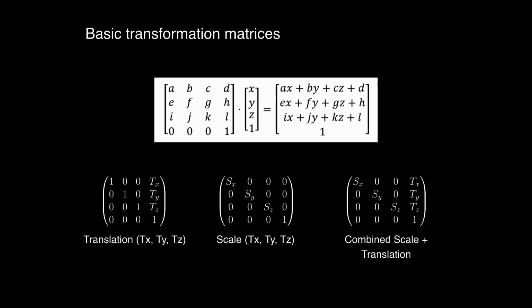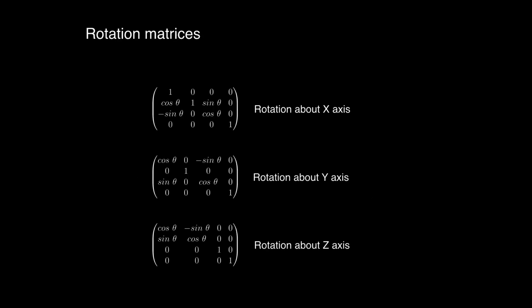This slide shows how the transformation is applied to a four-dimensional homogeneous vector. There is a translation matrix, a scale matrix, and a combined scale plus translation matrix. These are rotations about the 3 axes.